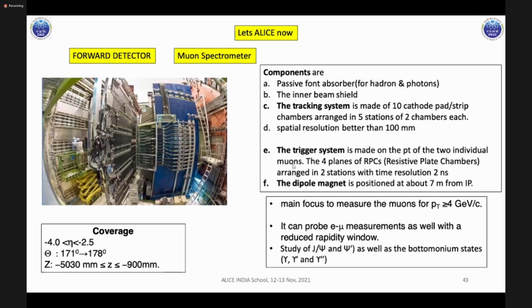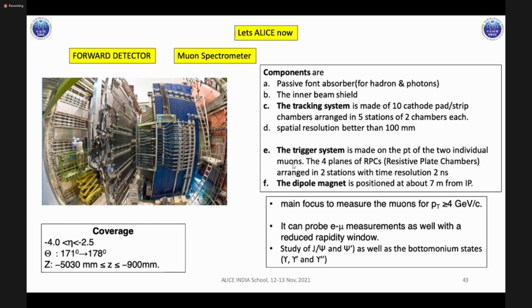Okay. After this PMD, there is a spectrometer called the muon spectrometer. This is also a forward detector, and its components include a passive front absorber, just to absorb all hadrons and photons. As the name suggests, it will only sense muons. So except for muons, anything will be garbage to it. That's why they put a very thick absorber which will absorb all other particles except muons.